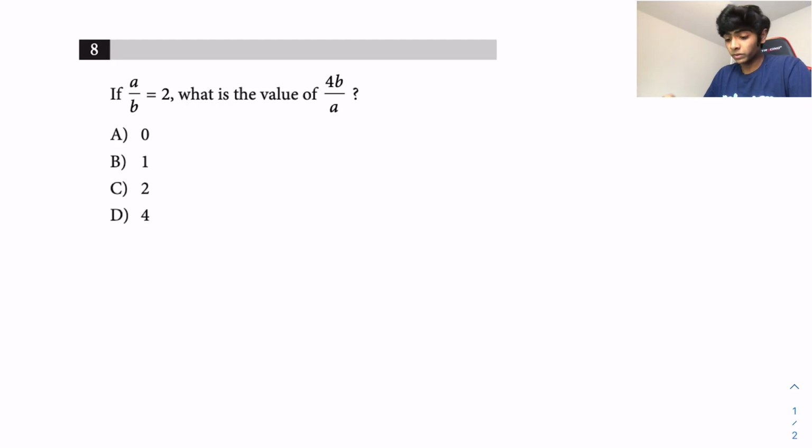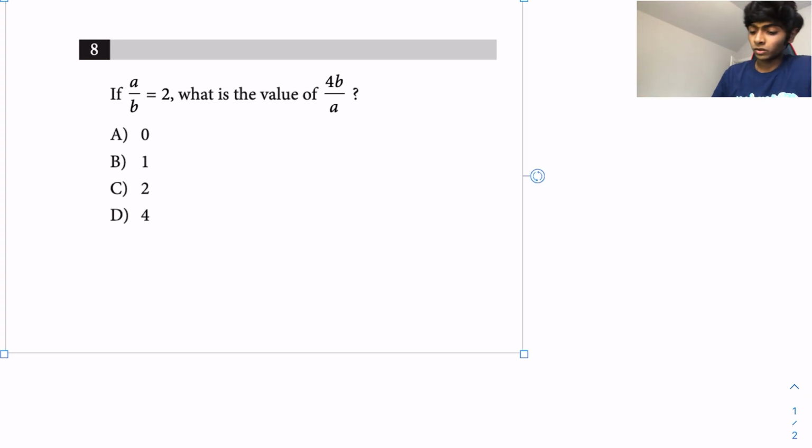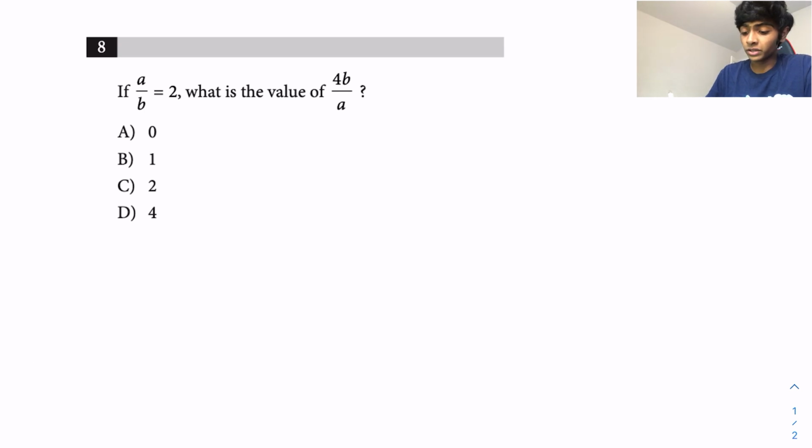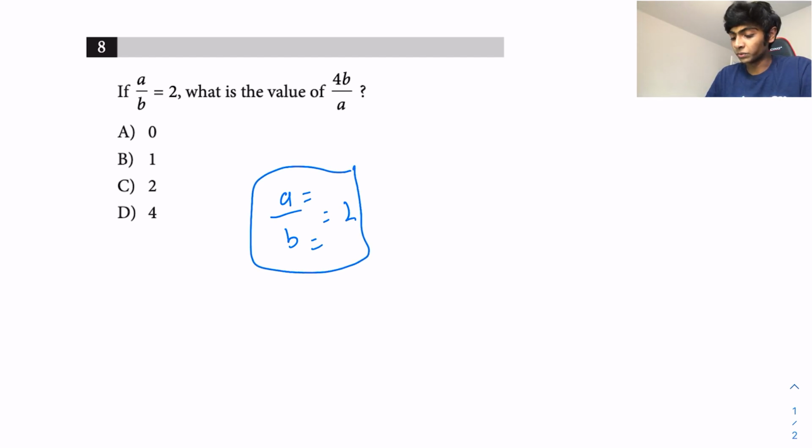Okay, so let's start with this question, number 8, and it's asking for the value of 4b over a, given that a over b equals 2. Now, you might be wondering, okay, what algebraic concepts do I need to know for this? What steps should I take? But just slow down for a minute and don't do any of that, right? All we have to do for questions like these is, if a over b equals 2, find 2 numbers, one for a and one for b, that make this equation true.